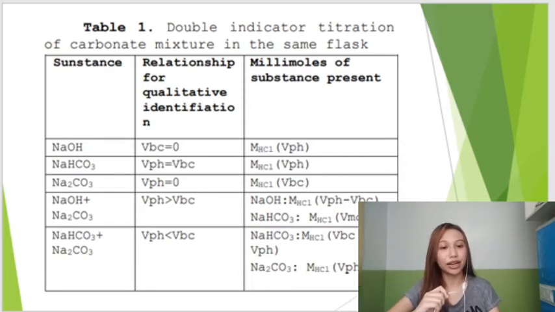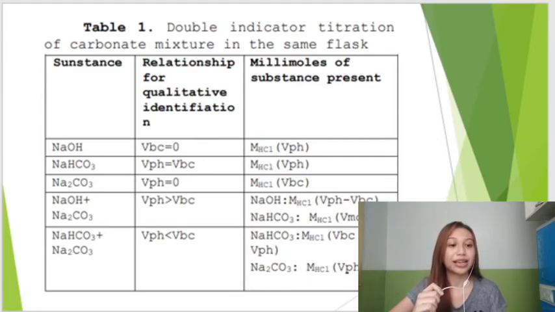Lastly is determining the composition of the mixture and calculating the percentage of each component. The composition of the mixture was determined using this table. This table shows the double indicator titration of the carbonate mixture in the same flask. We can also calculate the millimoles of the substance present. Next are the formulas used to calculate the percentage of the substance.